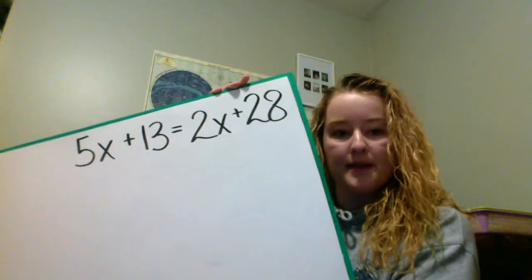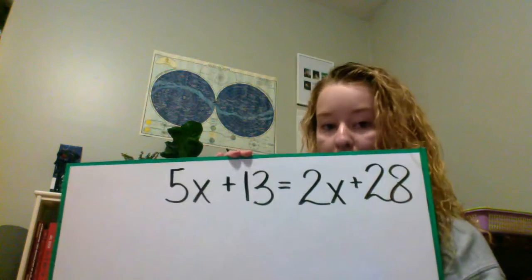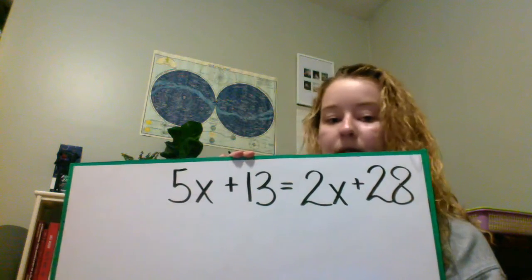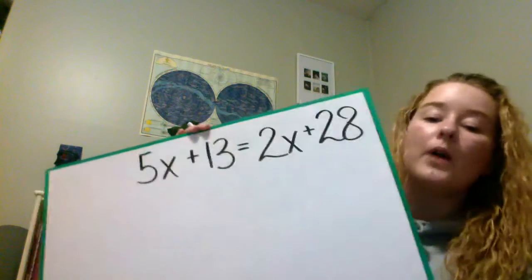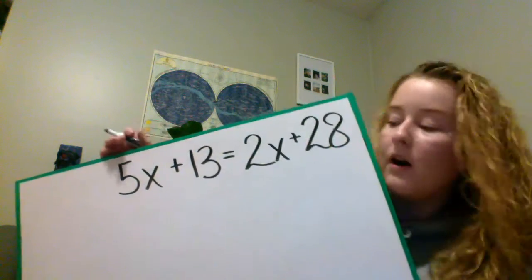Let's talk about equations with variables on both sides, okay? This is very, very similar to when we solve two-step equations. It's a pretty similar process, all right? Our main goal with this is we want to get all our x's, so all of our variables.